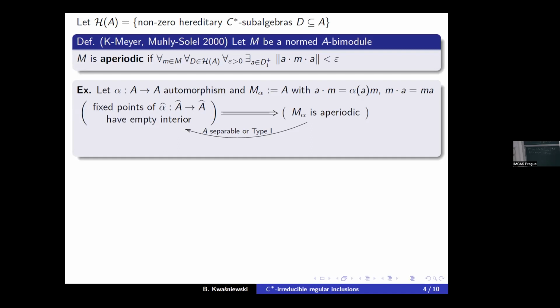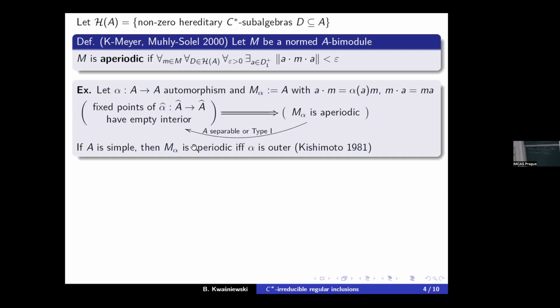Whenever we have this automorphism, we have this dual homeomorphism on the spectrum of your C*-algebra, spectrum meaning irreducible representations with the Jacobson topology. So aperiodicity means just that this dual homeomorphism moves points. The set of fixed points has empty interior, so you cannot find an open set which is fixed by your homeomorphism. And at least this is equivalent to A separable or close to commutative, meaning type 1.